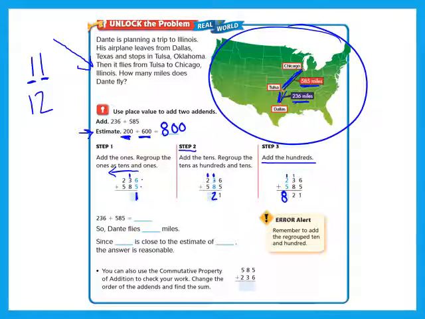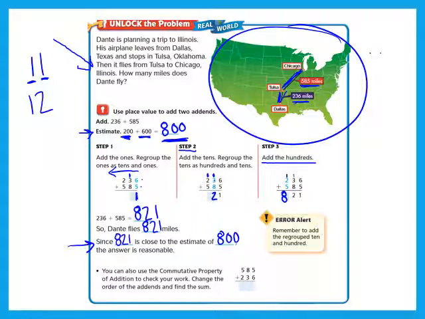So my final answer for 236 plus 585 would be 821. So he flew 821 miles. Now this next part is having me assess the reasonableness of my answer compared to this estimation that I did up here. Since 821 is close to the estimate of 800, I know that my answer is reasonable.